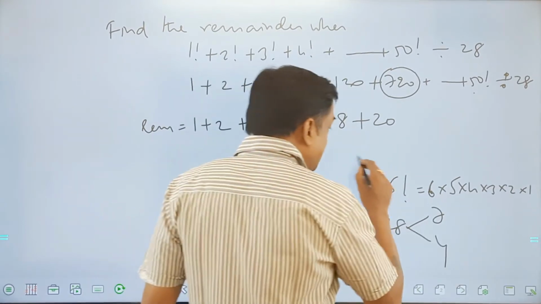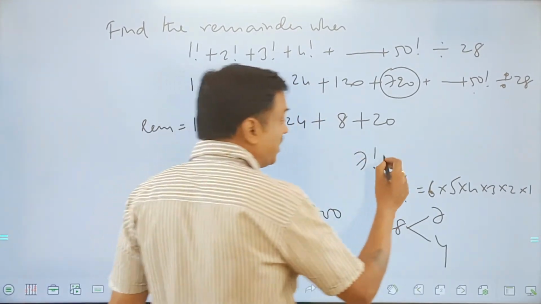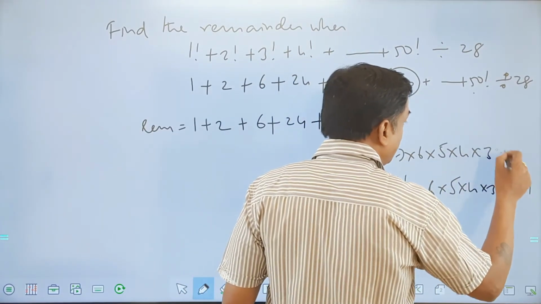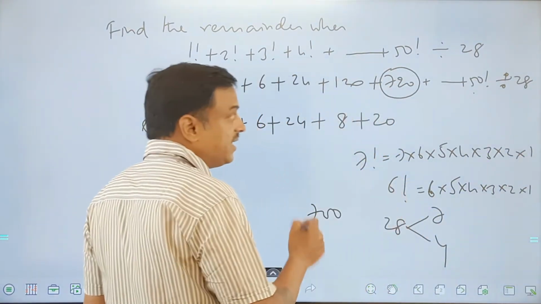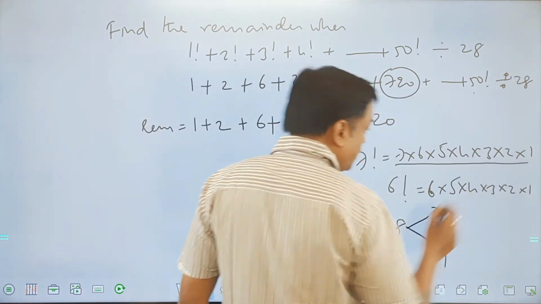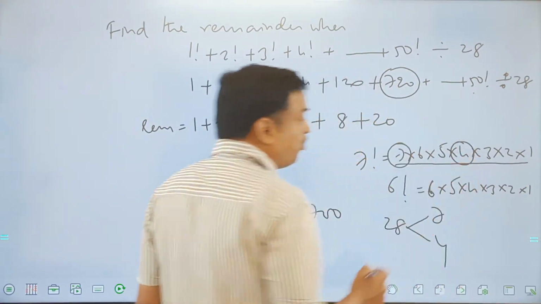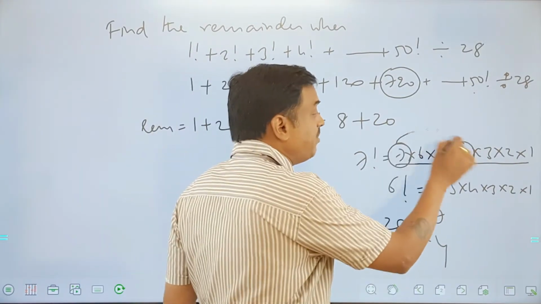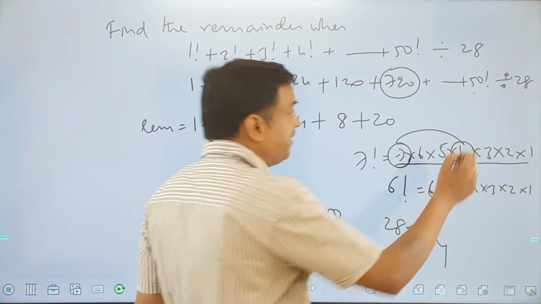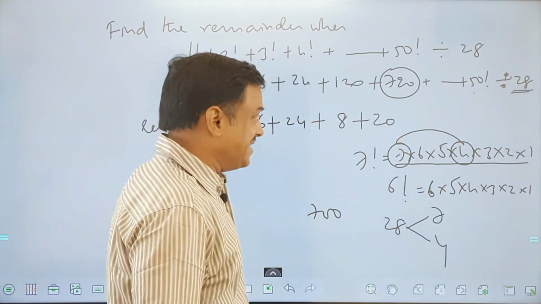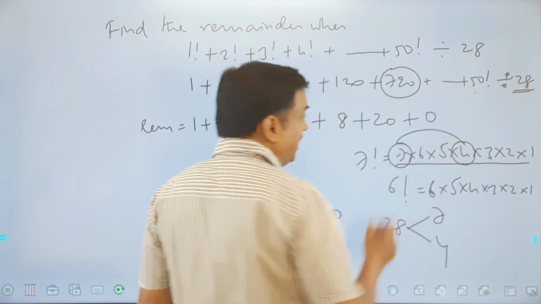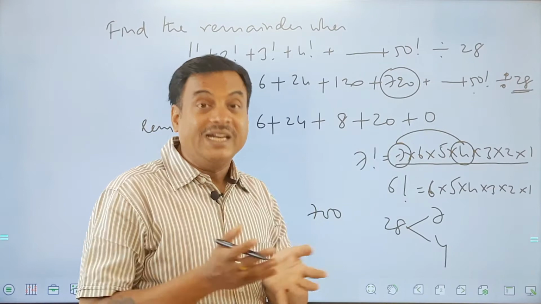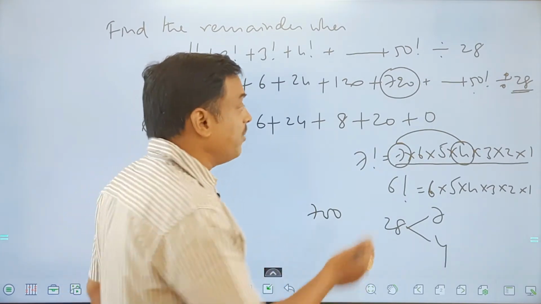20. Now when I say 7 factorial, the next number is 7 into 6 into 5 into 4 into 3 into 2 into 1. Please understand, this number is a multiple of 7 and 4 both. And any number which is a multiple of 7 and 4 must be exactly divisible by 28. So 7 factorial is exactly divisible by 28. Hence the remainder is 0.